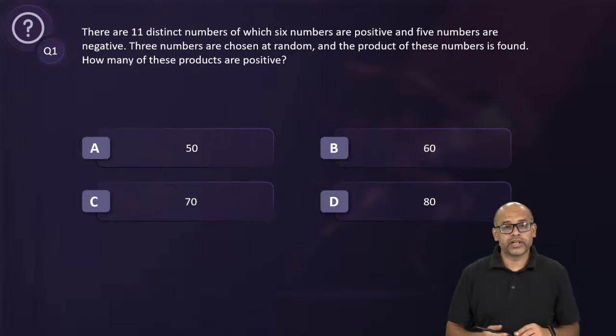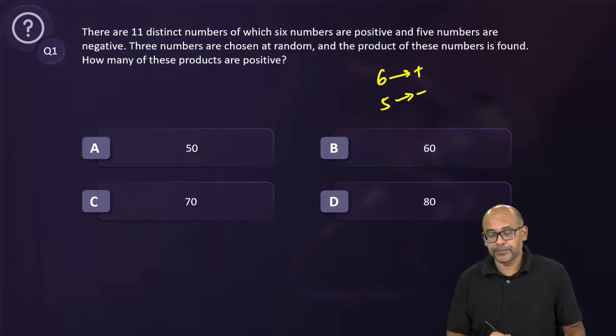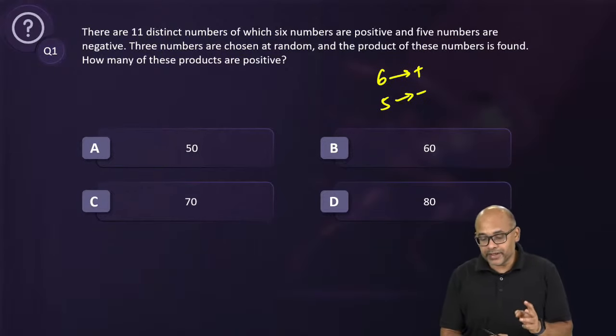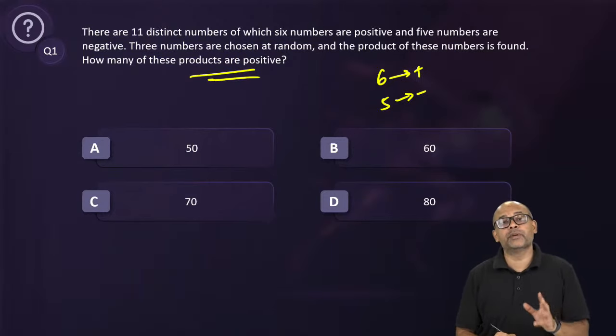Okay, that's your time of 45 seconds. Let's take a look at what is happening. There are 6 numbers that are positive, 5 numbers that are negative. You're randomly picking 3 numbers and you're finding the probability that the product of the 3 numbers is positive.